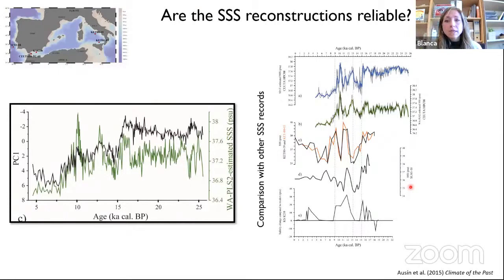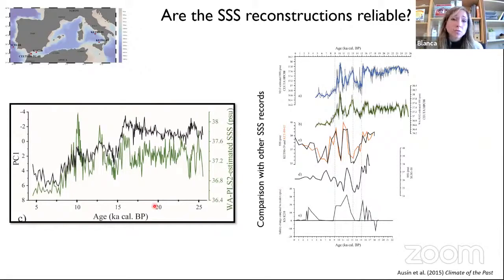So for this, we applied a principal component analysis to our fossil record, which shows the most important changes in the composition of the fossil coccolithophore assemblage. And we compared it with our reconstruction. If salinity was the variable that was driving coccolithophore variability over this period, then both records should be similar, as we see here in this graph, especially for the last 16 kilo years. They diverge a little bit more for other periods.